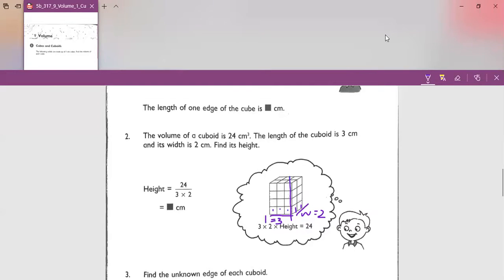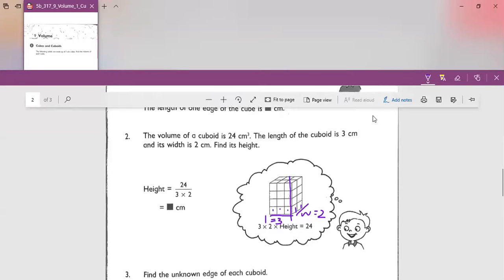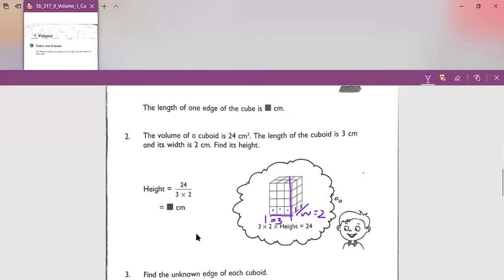From the previous lesson, we know the volume equals length times width times height. So we know the volume is 24, the length is 3, the width is 2, and the height is unknown. We need to figure out the height. The height will be 24 divided by 6.